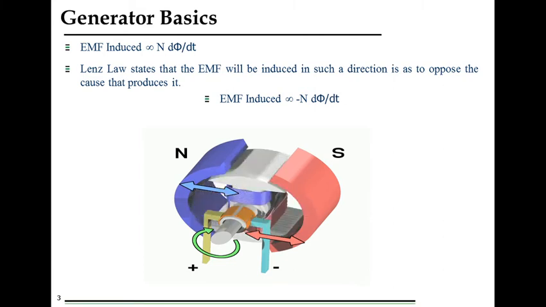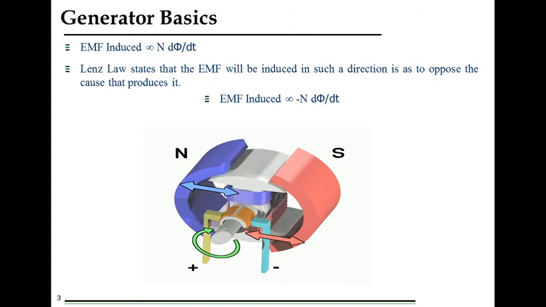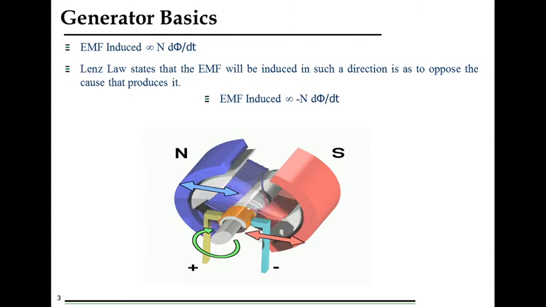So what we get? We get EMF is proportional to minus N dφ/dt. This minus comes because of Lenz law. So these both laws combined together give us E is proportional to minus N dφ/dt. So when the circuit will be closed, a current will flow.